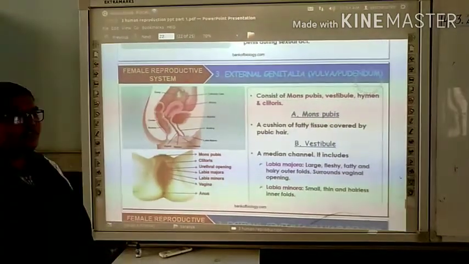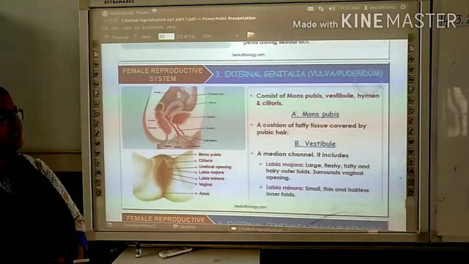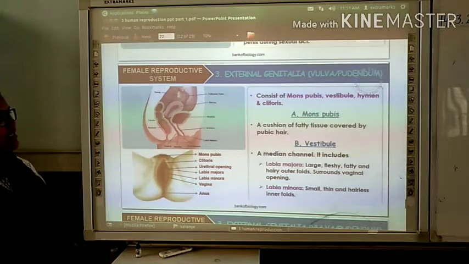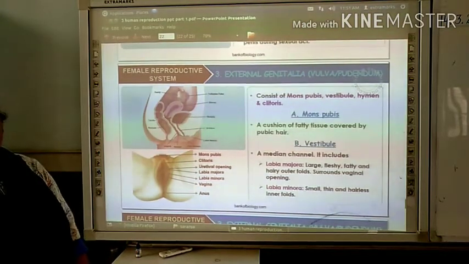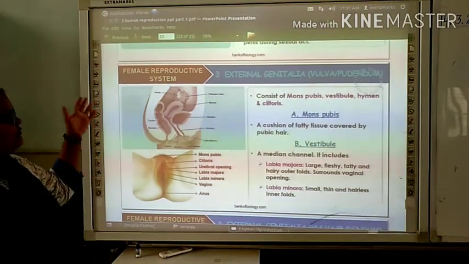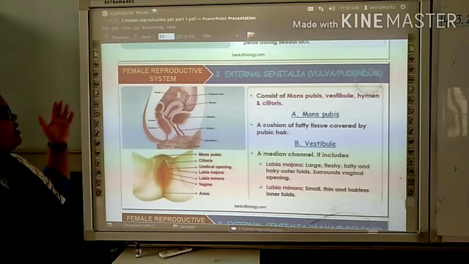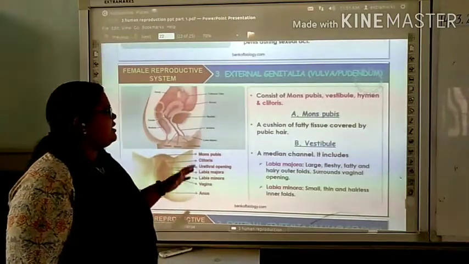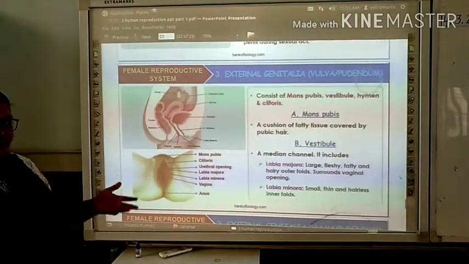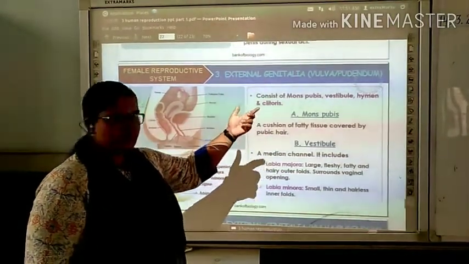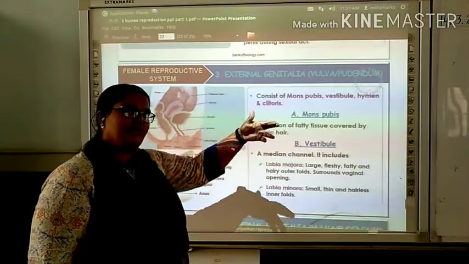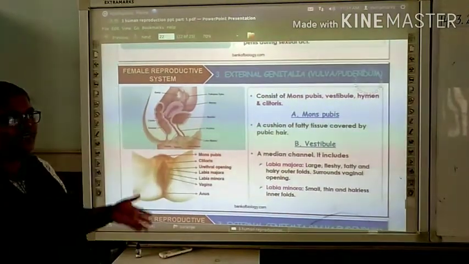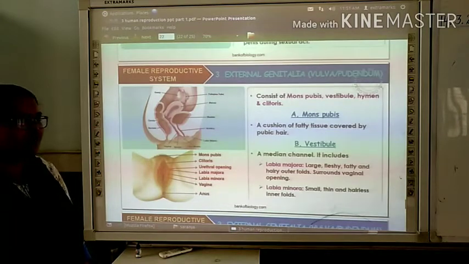Now the last part of the female reproductive system is the external genitalia, or we can say the vulva, that's the common name. The external genitalia of the female reproductive system is called the vulva. It consists of different parts: the mons pubis, vestibule, hymen and clitoris. These are all parts of the external genitalia or vulva.